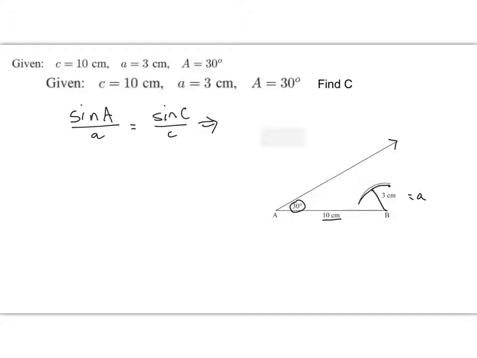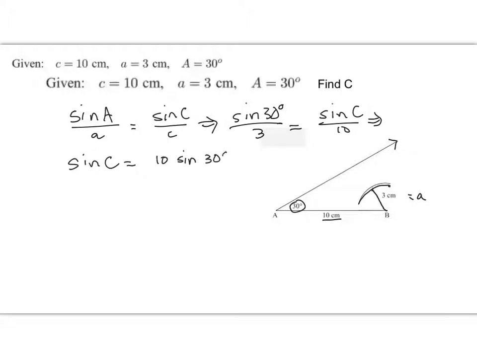All right, sine of A over side A is equal to sine of C over side C. Filling in the values I have, that means sine of 30 divided by 3 equals the sine of C divided by 10. Okay, that means that the sine of C is equal to 10 sine of 30 degrees divided by 3. Therefore, the sine of C is equal to about 1.667.